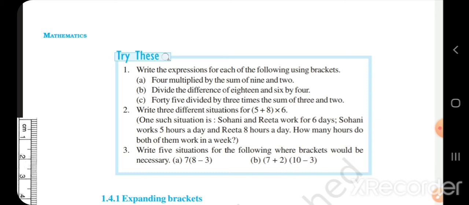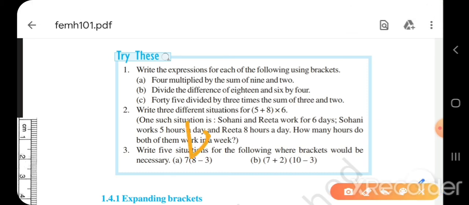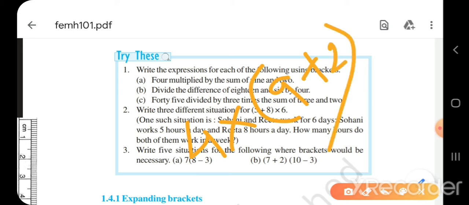Next is, write the expression for each of the following using brackets. In that, first is 4 multiplied by the sum of 9 and 2. So the answer is 4 multiplied by the sum of 9 and 2, so bracket 9 plus 2. This is our answer. So first we will add 9 and 2 and then we will multiply it with 4.